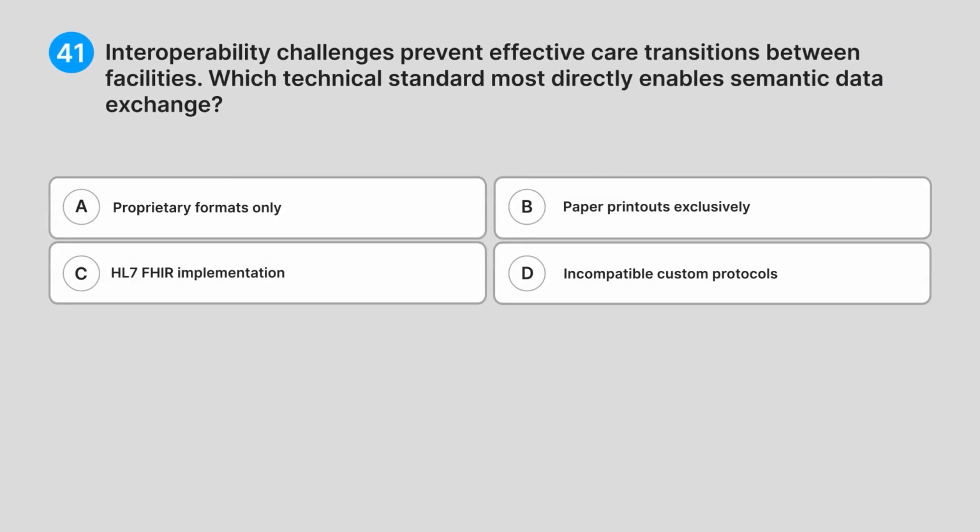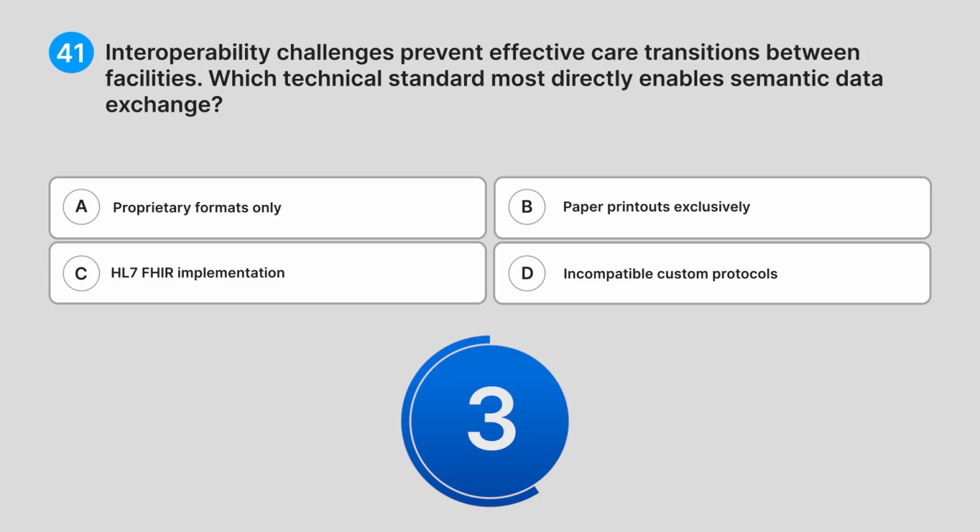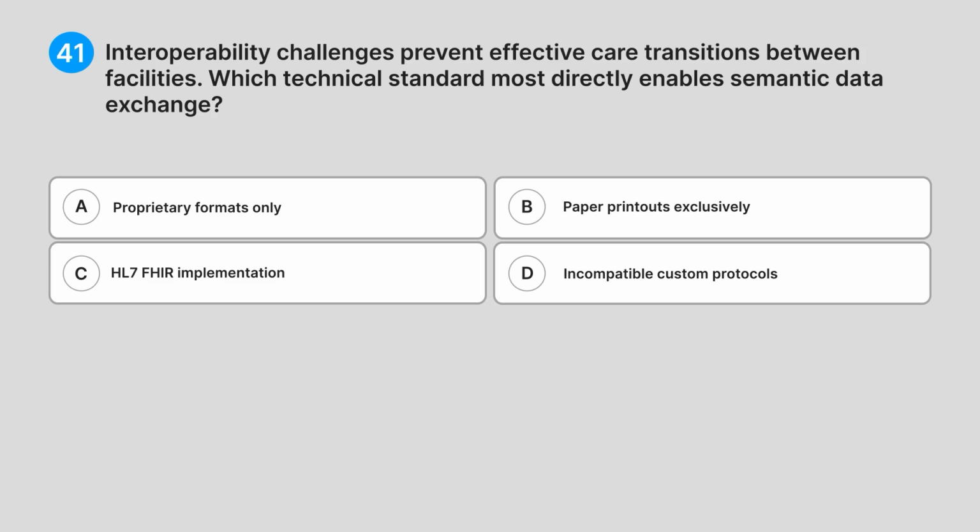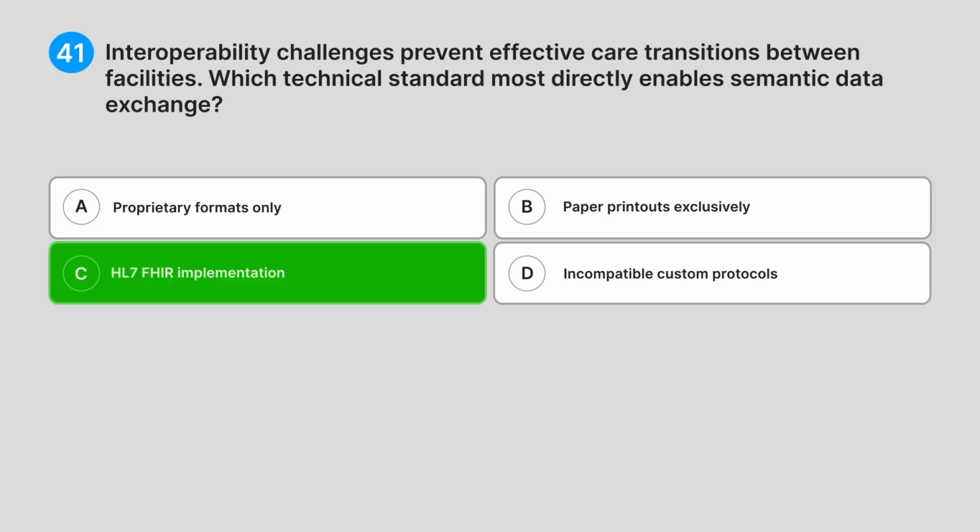41. Interoperability challenges prevent effective care transitions between facilities. Which technical standard most directly enables semantic data exchange? A. Proprietary formats only. B. Paper printouts exclusively. C. HL7 FHIR implementation. D. Incompatible custom protocols. Can you guess the answer? Correct answer, C. HL7 FHIR implementation.